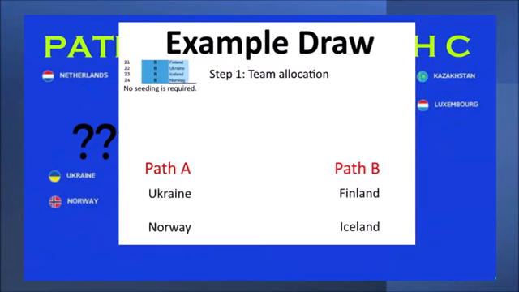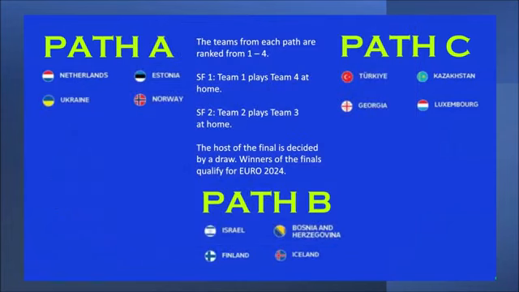In that case we would just have a random draw: 2 teams join Path A, 2 teams join Path B. I've just made it up, so these would be the teams that join the paths. So now we have the paths completed. What is next? Like I said, the second part of the draw now would only be to decide the host of the final. The matchups for the semifinals will not be drawn, they are decided by the UEFA Nations League final table.